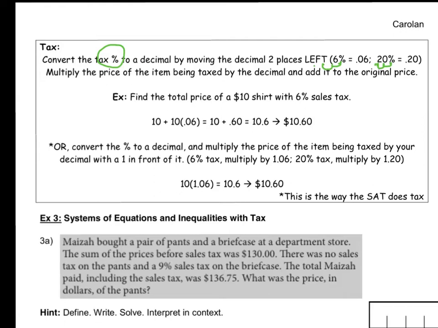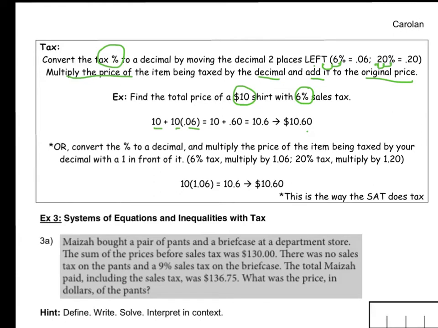So here's how stores show sales tax on your receipts. They multiply the price of your item by the decimal, and then they add it to the original price. So if you are buying a $10 shirt and the tax is 6%, you take that $10 and you times it by the 0.06, because that 6% is a decimal. So you get 10 plus 60 cents. So your total is $10.60 for the shirt.